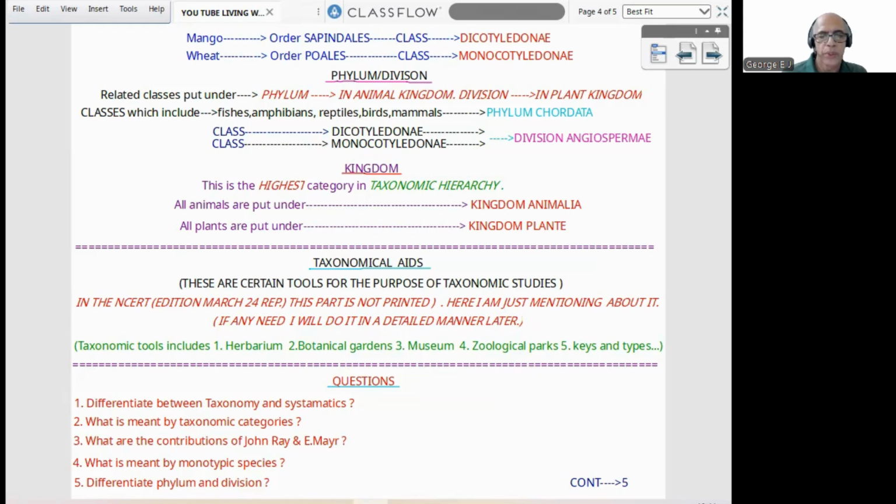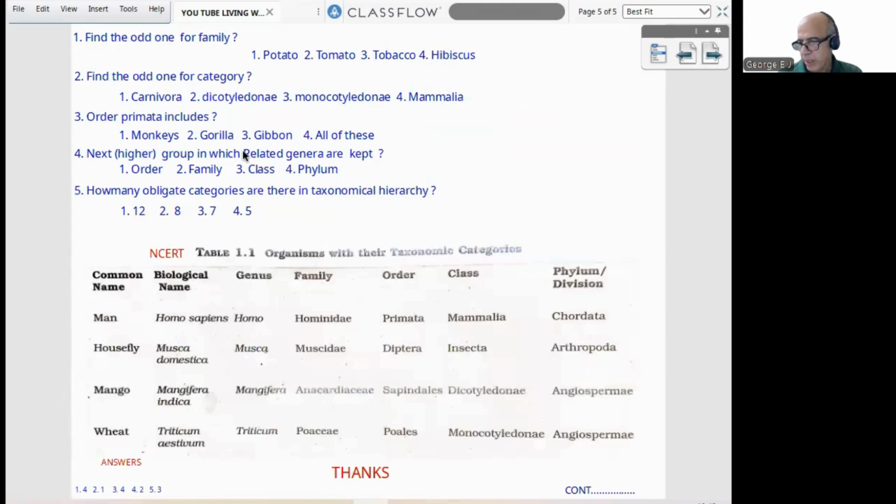Some of the tools for your familiarity: 1. Herbarium. 2. Botanical garden. 3. Museum. 4. Zoological parks. 5. Keys and their types. After that, theory questions you can find here. Then NEET model questions you can find here, with the key at the bottom. Here you can find the key. But this table is very, very important for theory exams and entrance exams.